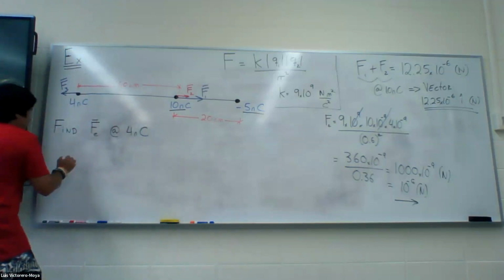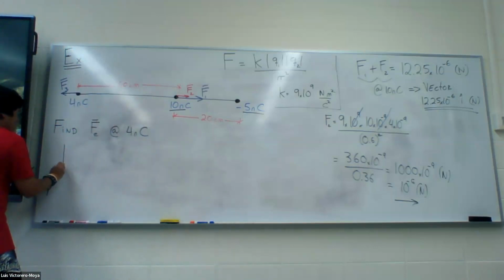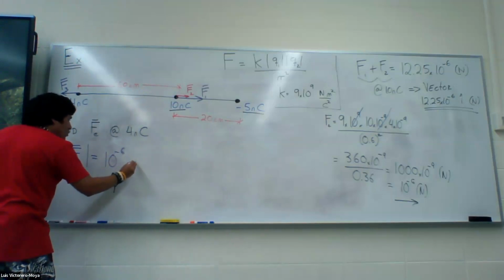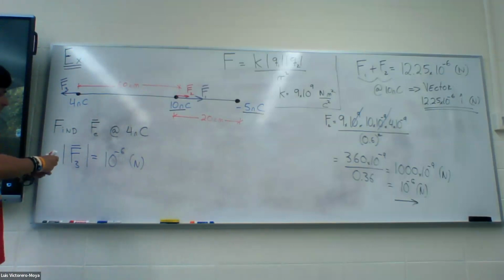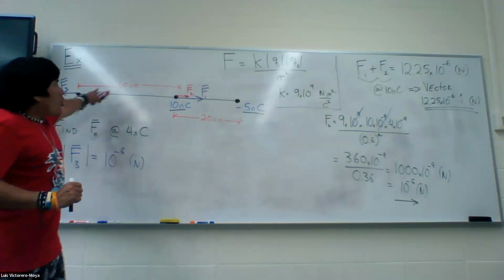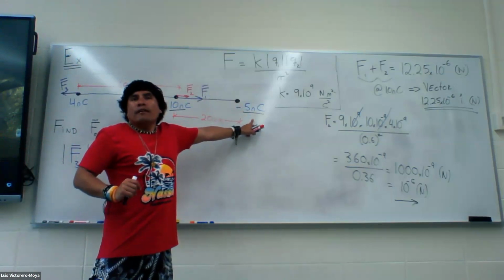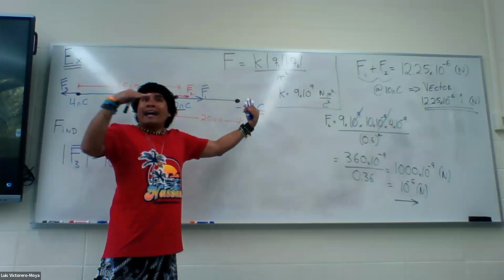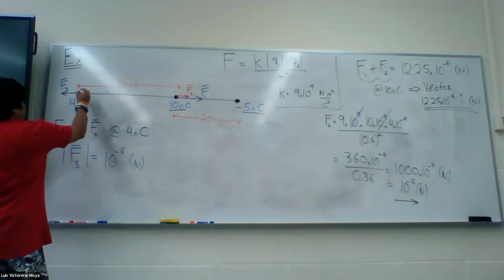So the magnitude of F3, as I found, is 11.25 times 10 to the negative 6 newtons, because it's the force between 10 and 4. That makes sense, right? But is that the only force acting here? No. There is 4 nanocoulombs and also negative 5. But they are opposite charges, positive and negative, so they attract. So there is a force of attraction here.